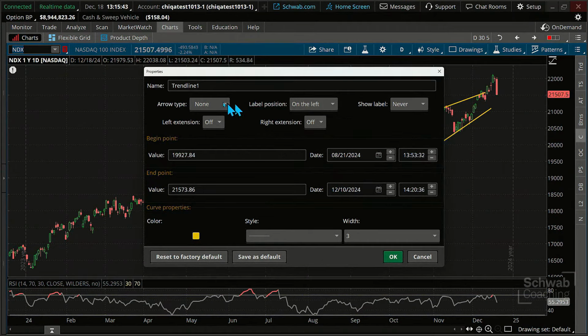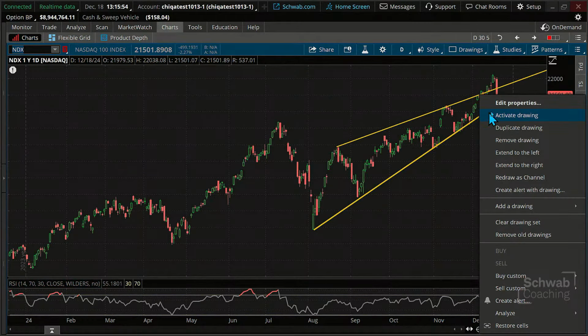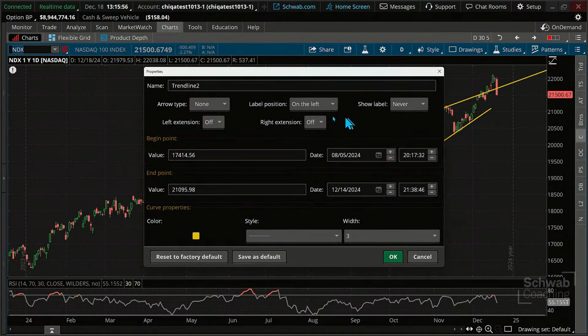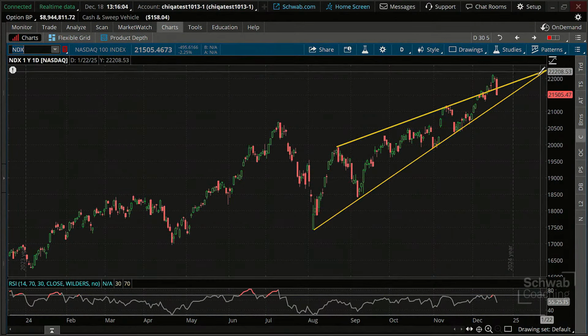You could do that up top here. If you right click on it, you can say right extension, click on. That's going to shoot it way off my screen, but I'll do it for now to highlight this. We've also got this one down here. I'm going to edit this property and shoot this one off to the right. There is a bit of a vertex of the triangle that's occurring right over here.